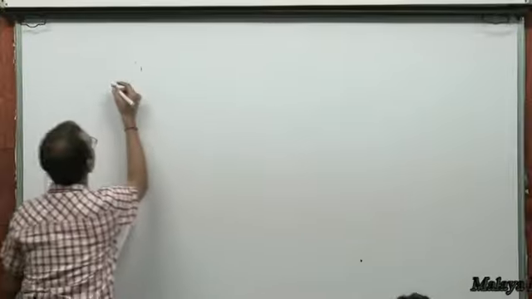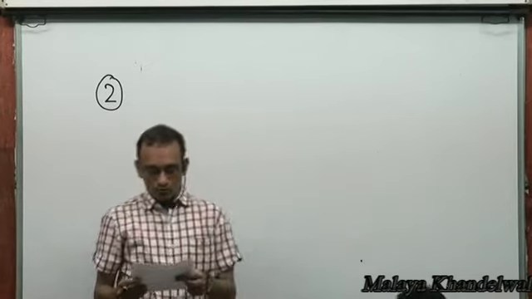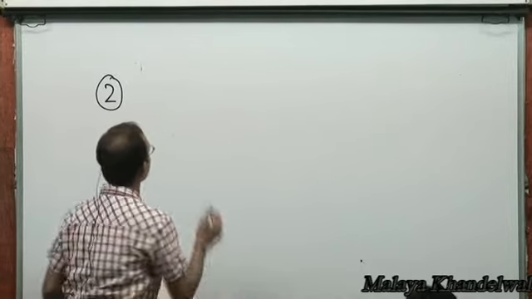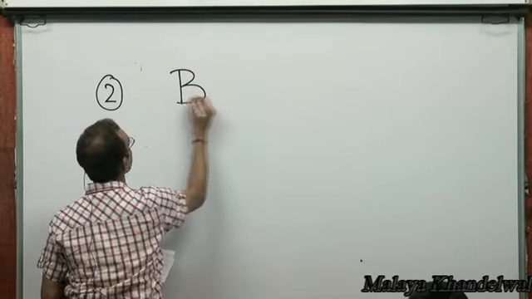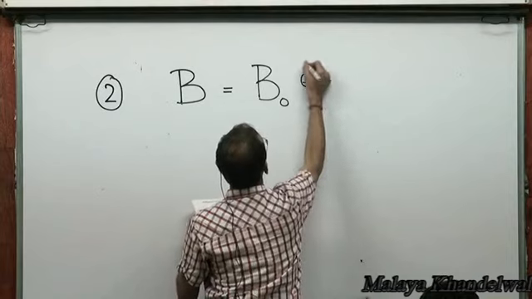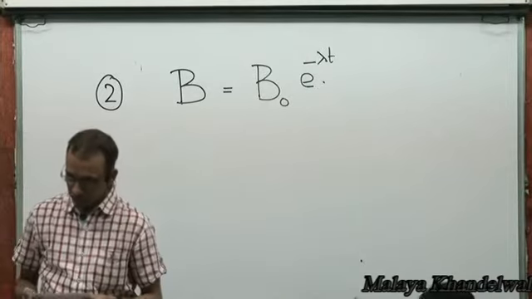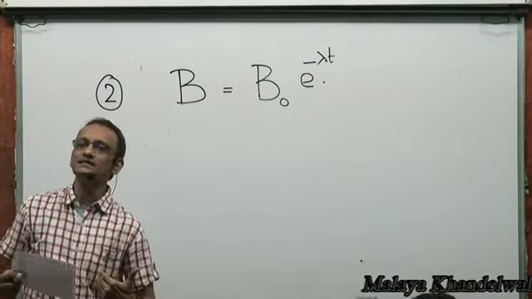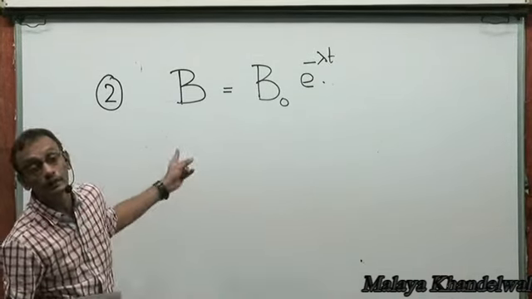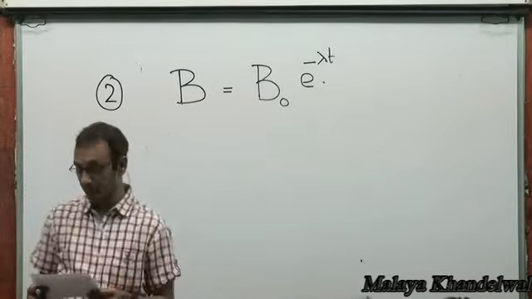The second problem, in which there is a region of time-dependent magnetic field in a certain region. B is B naught e power minus lambda t. A particle enters this region perpendicular to the B. It has a velocity perpendicular to B. That's how it enters. Charge Q, mass M.